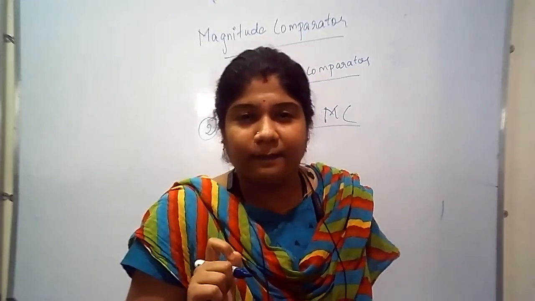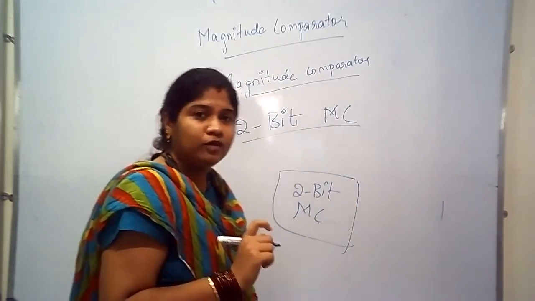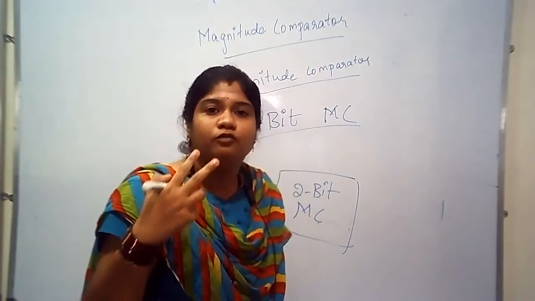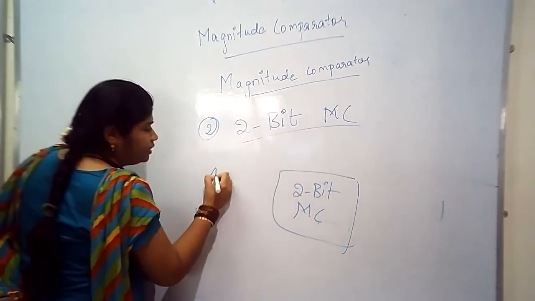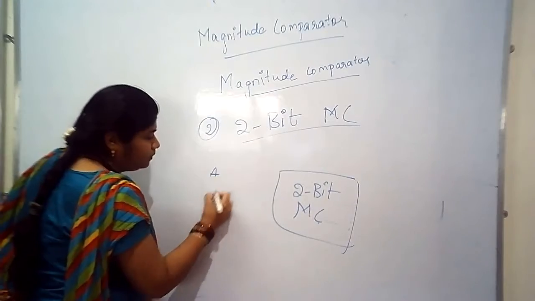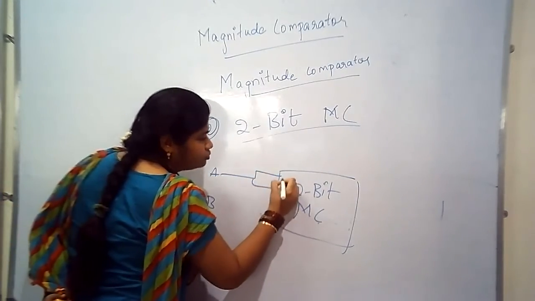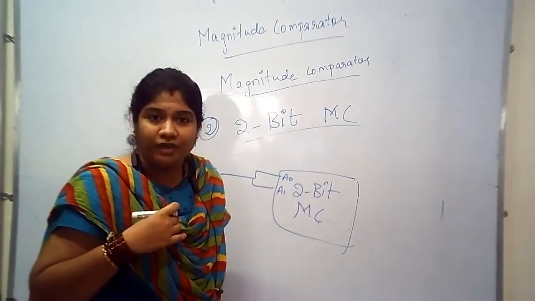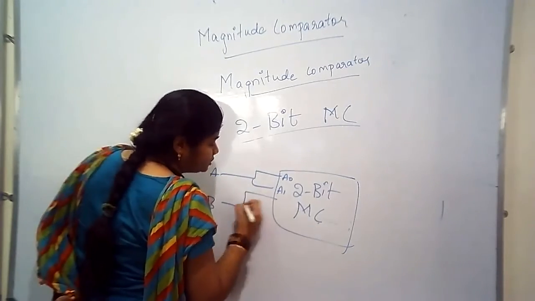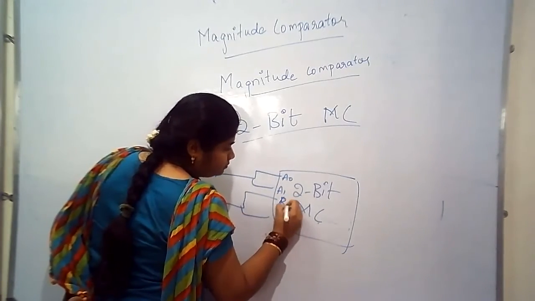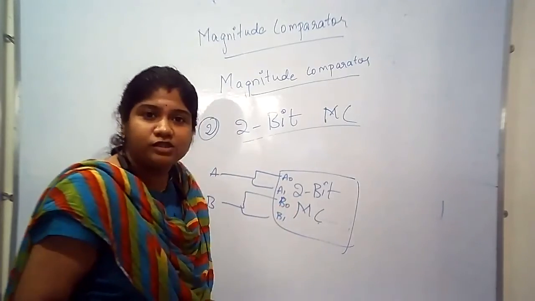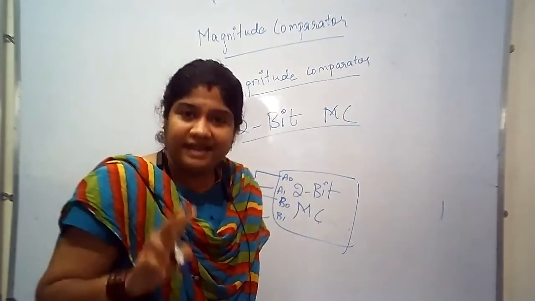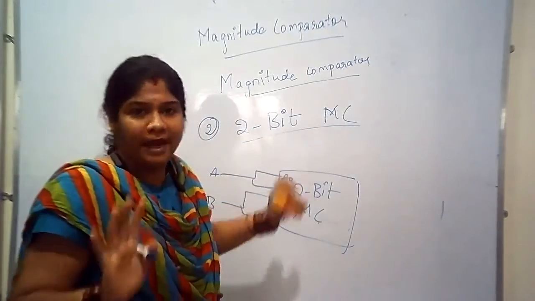Then what is this 2-bit magnitude comparator? It means it takes 2 bits of A and 2 bits of B. For example, if I have an input A and an input B, there will be 2 bits of A, that is A0 and A1, and we'll have 2 bits of B. That is why the name 2-bit magnitude comparator has come.